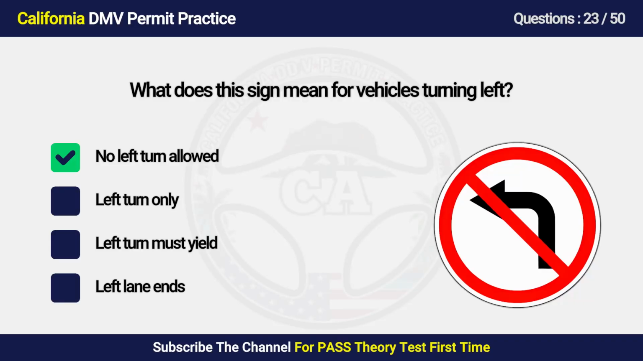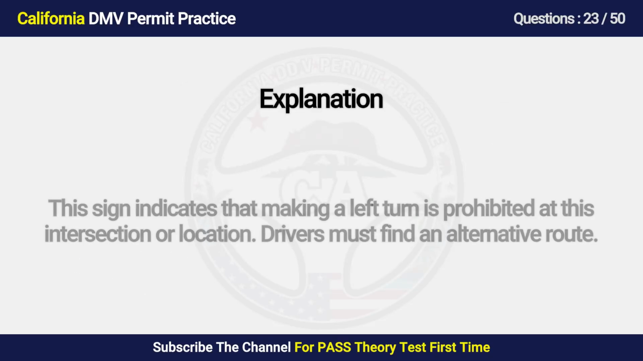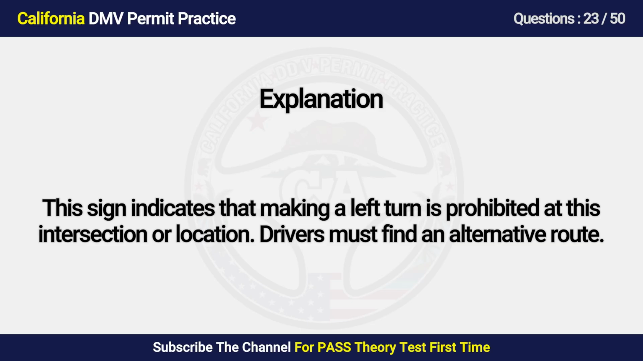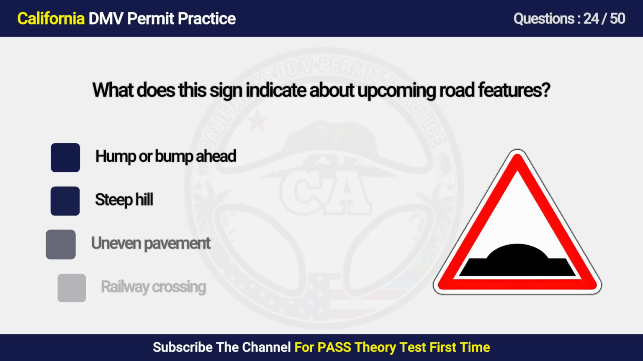Answer is A. No left turn allowed. This sign indicates that making a left turn is prohibited at this intersection or location. Drivers must find an alternative route. Question 24. What does this sign indicate about upcoming road features?